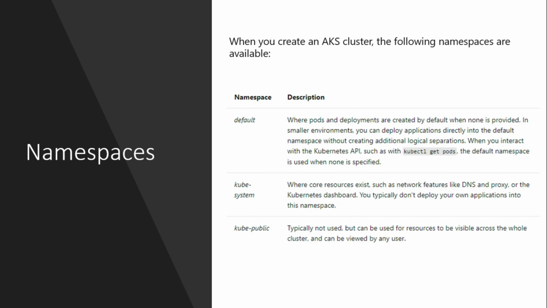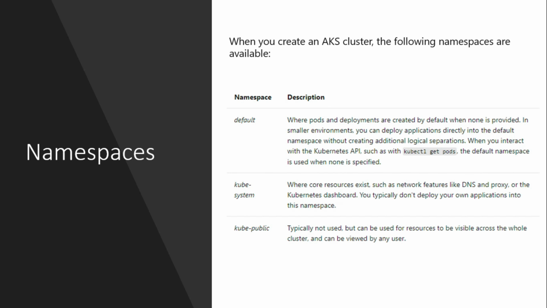Kube system. This kube system is another namespace. Typically you don't deploy anything onto this. System-based resources are going to be in it. And kube public, usually this is also not used but can be used in some scenarios wherein you would like to make the resources visible across the whole cluster and viewable by any user, then you can make it kube public.